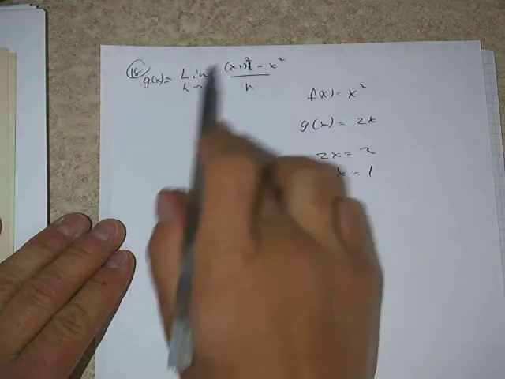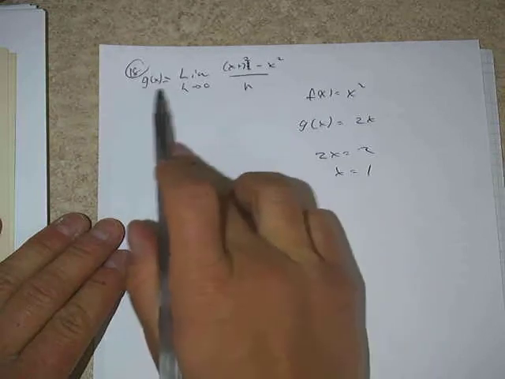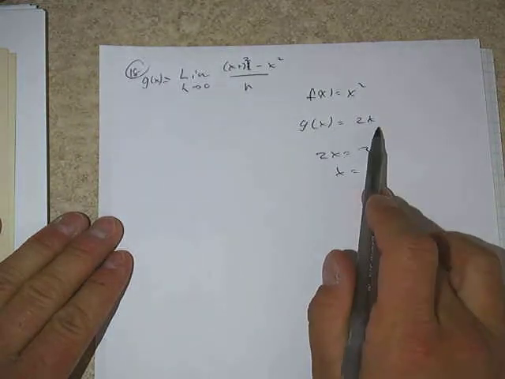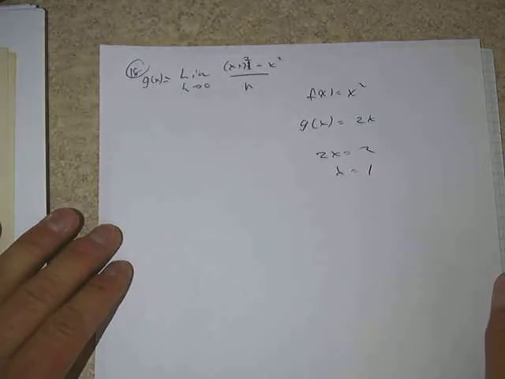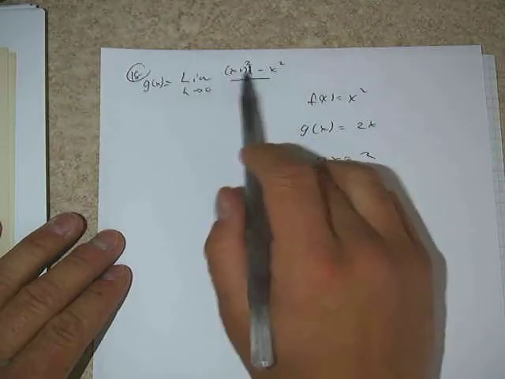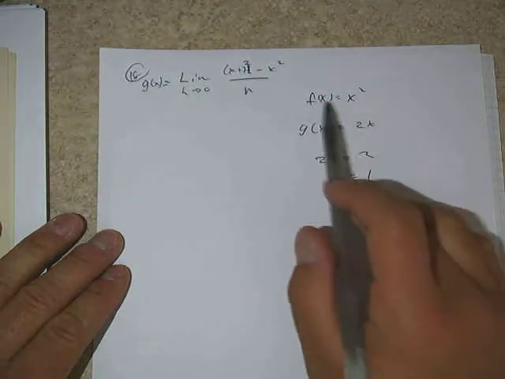Questions? All right, this is g right here. And what is g? That right there is the derivative of f. This is the derivative of x squared. So g equals the derivative of x squared. So therefore g equals 2x.